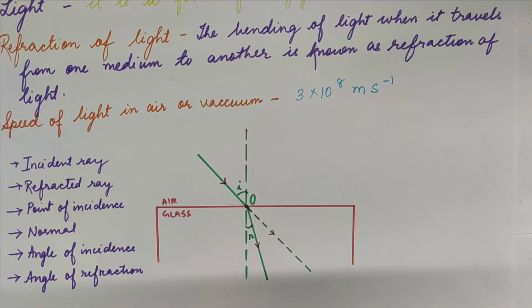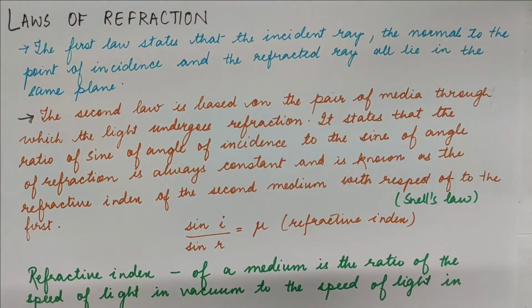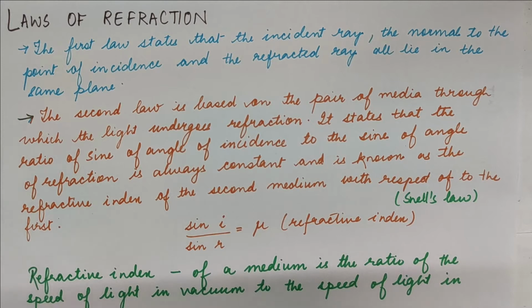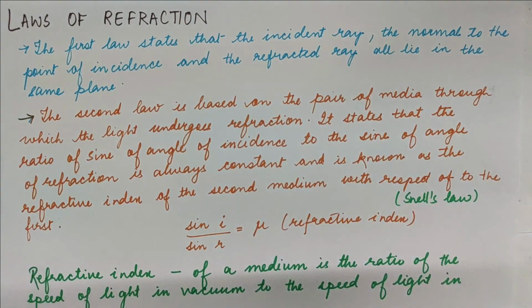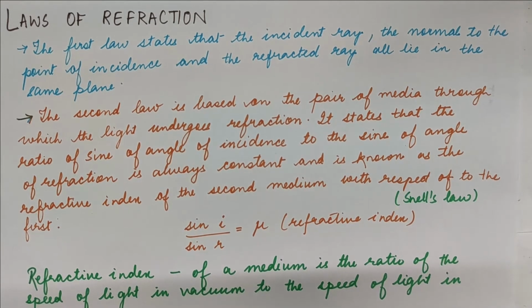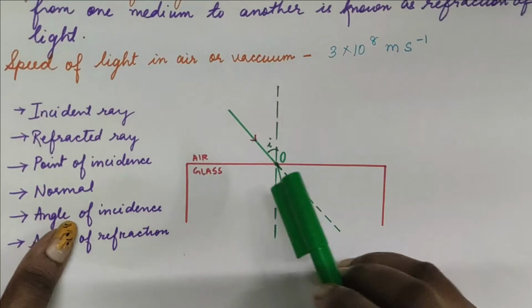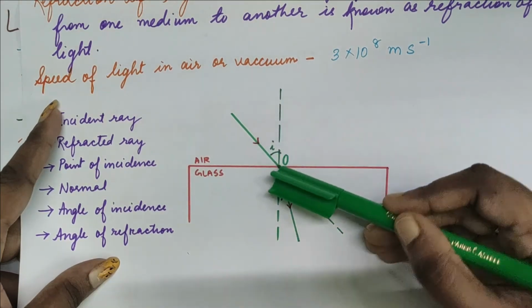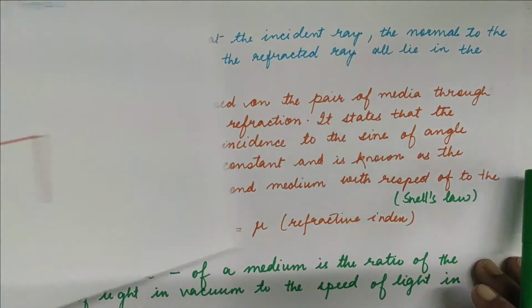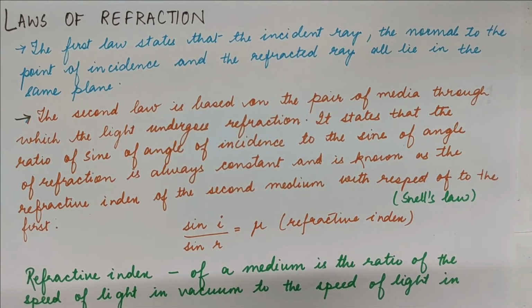Now let us move to understand about the laws of refraction. So now speaking about the laws, there are two main laws, like we had the two laws of reflection. So the first law states that the incident ray, the normal to the point of incidence, and the refracted ray all are in the same plane, as I had shown you in the diagram before, and I will show it to you again, that this, the normal and the point of incidence and the refracted ray all are lying in the same plane, right?